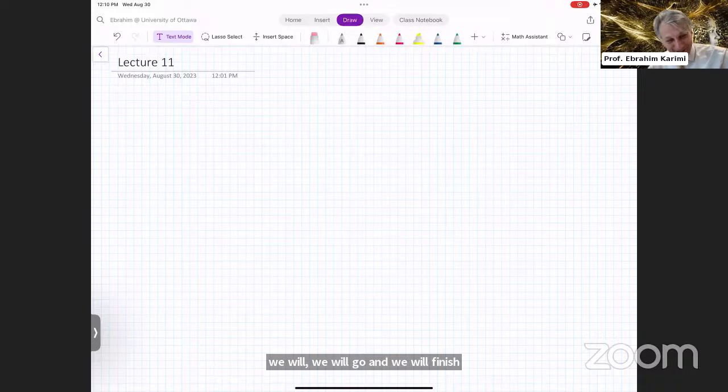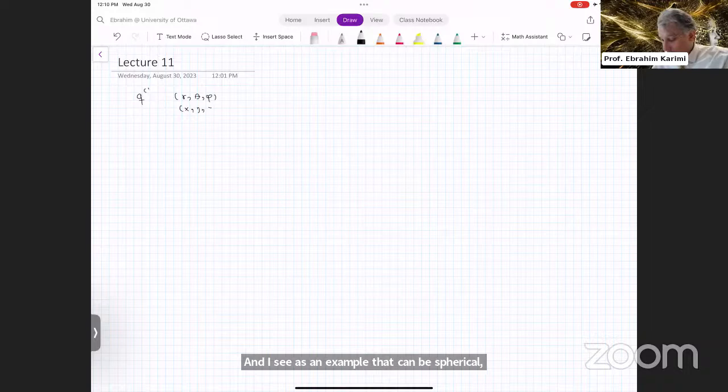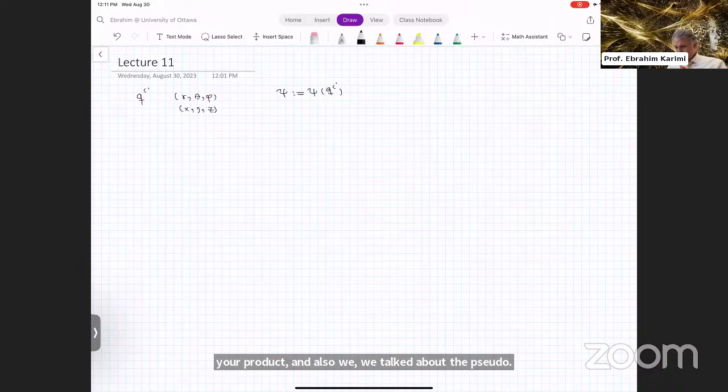Remember that so far we are working in the coordinate parameters q^i, and those were contravariant coordinates. As an example, that can be spherical coordinates, r, theta, and phi, or Cartesian, which are x, y, and z. And then we say that we can have a scalar quantity, and these scalar quantities can be expanded in terms of these parameters, q^i. We talked about the tensor formalism, the vector formalism, the contraction, the direct product, the inner product, and also the pseudo vector and pseudo tensor. And we went through all of those calculations.